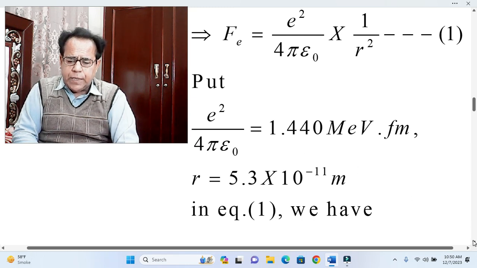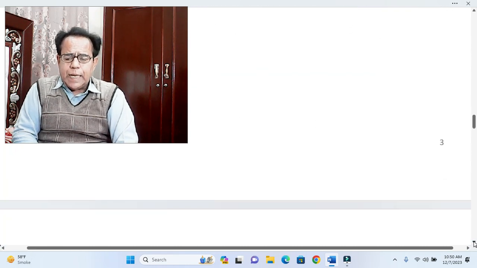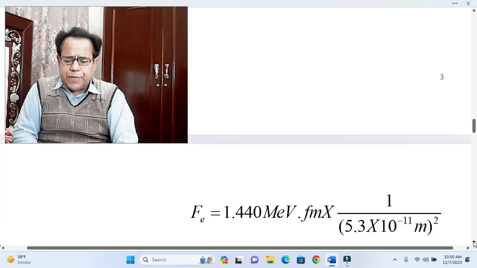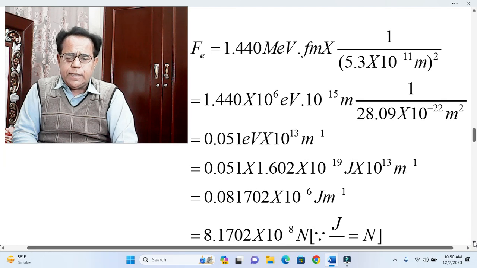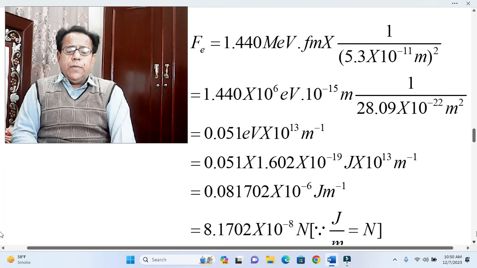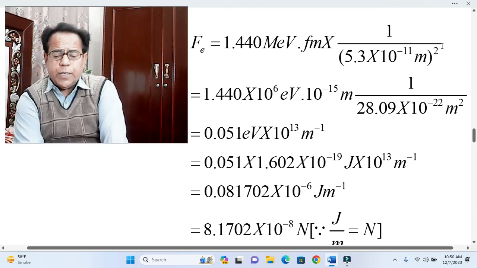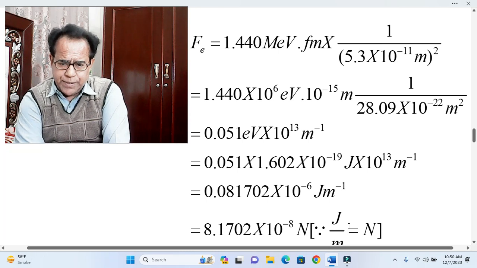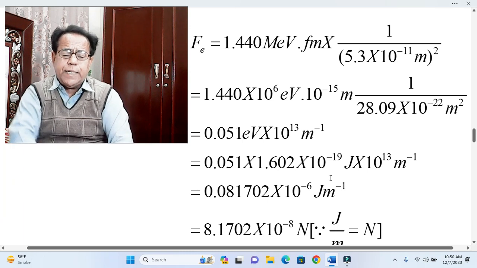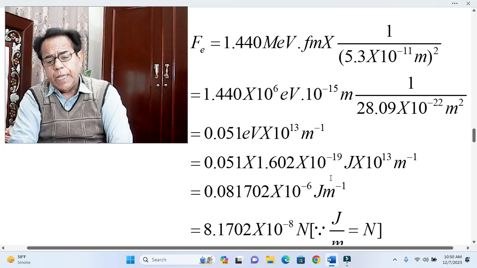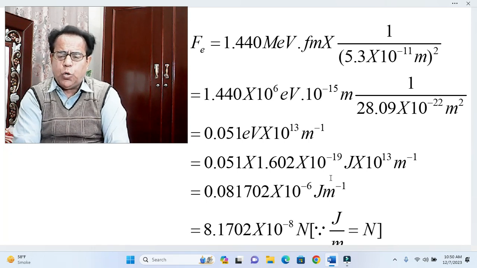When we put these two values in equation number 1, then the remaining part is only simplification. Fe, the electrostatic force, becomes equal to this. But next, dear students, as I have already said, mega stands for 10 raised to the power 6, femto stands for 10 raised to the power minus 15.